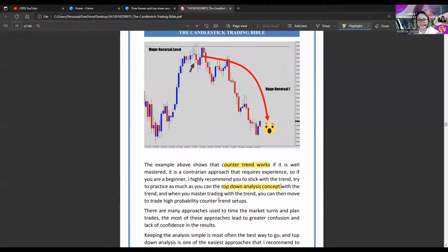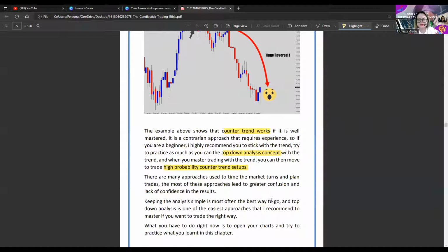And when you master trading with the trend, you can then move to trade high probability counter trend setups. There are many approaches used to time market turns and plan trades. Most of these approaches lead to greater confusion and lack of confidence in the result. Keeping the analysis simple is most often the best way. The top-down analysis is one of the easiest approaches that I recommend you master if you want to trade right away. Yan, top-down analysis.